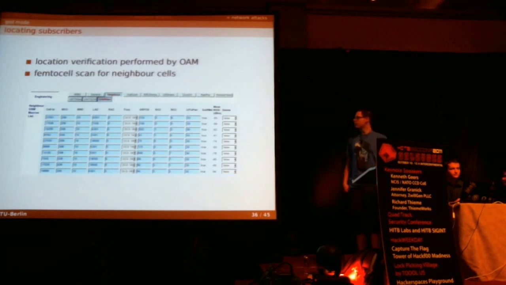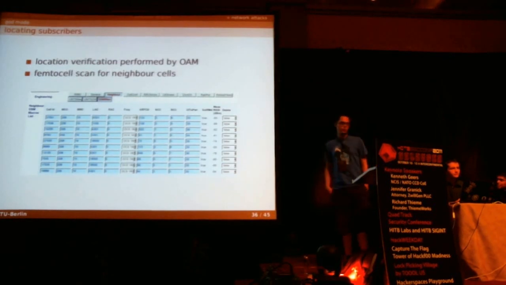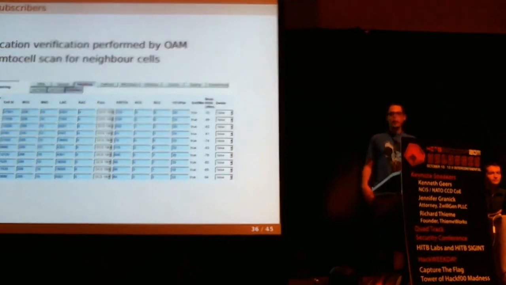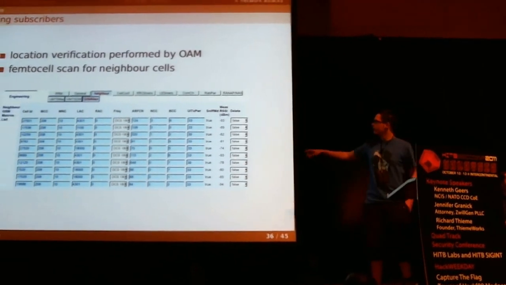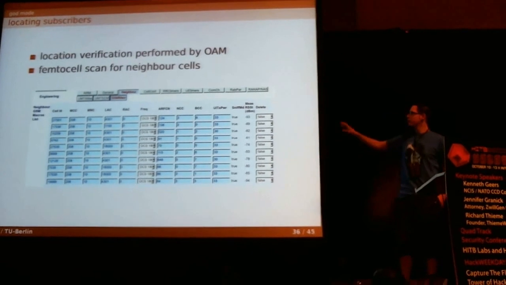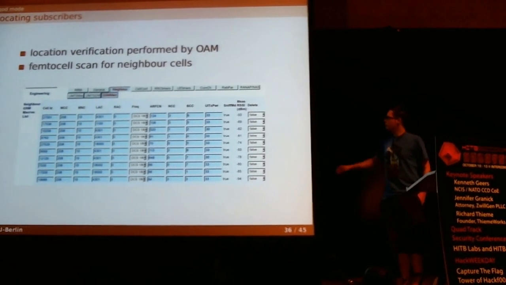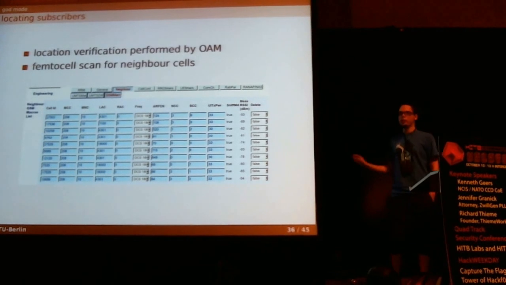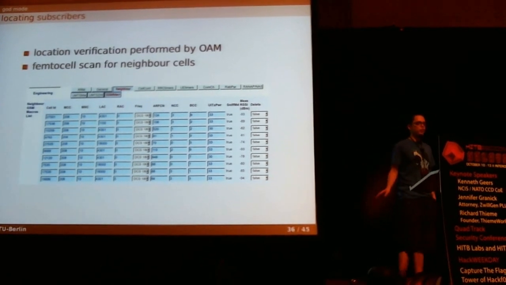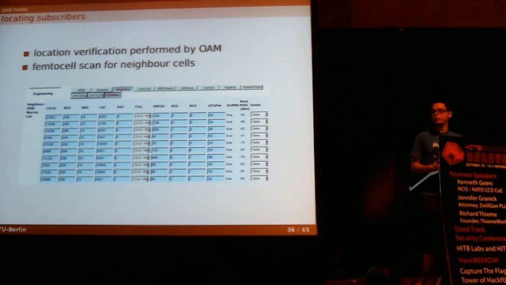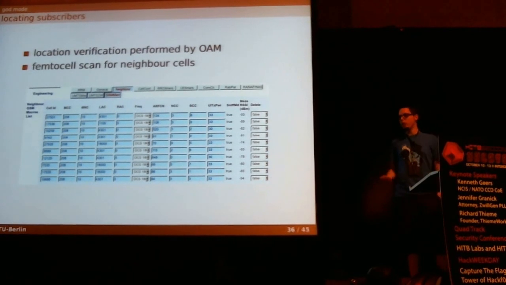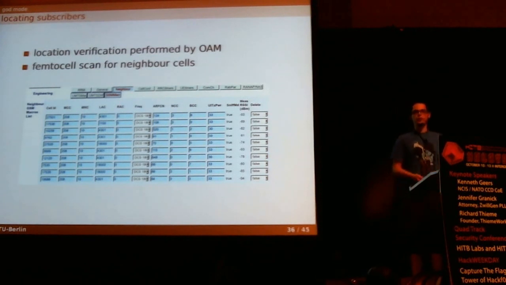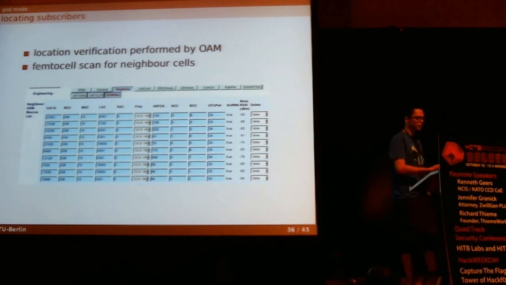So by looking at the web interface, there's also another piece of information. What you see here is basically the network code, the country code, and the location area code of cells within the neighbor area of the femtocell. Because femtocells do a location verification, and that has three reasons. On the one hand, the operator only requires frequency licenses within a certain country. So they have to be sure that the devices actually also run in the country, in this case in France.